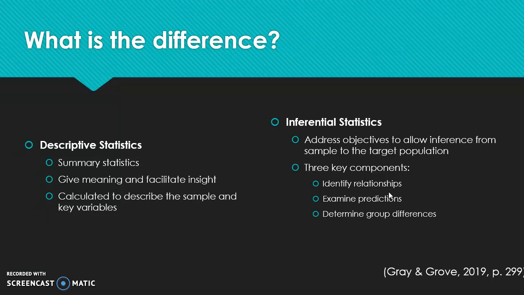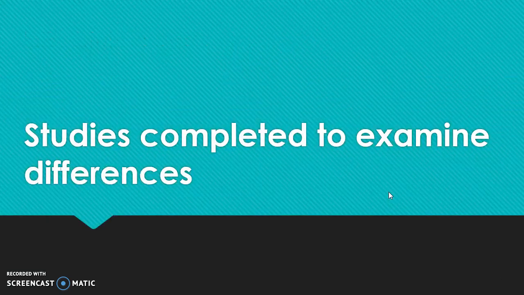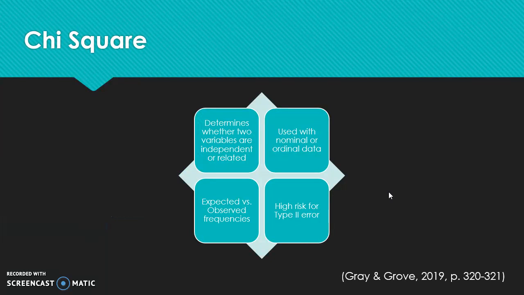But I'm not going to talk about all of those because we would be here forever. I specifically just chose one that I wanted to focus in on. And that was one under the category of studies completed to examine group differences, because I found that the most interesting. So the study I chose was chi-square, and we talked about this. It's used a lot in nursing research because you're determining if there's a relationship between two variables or if they're just completely independent.